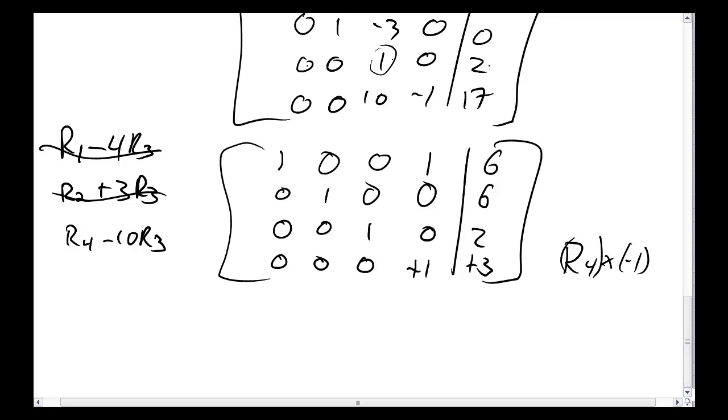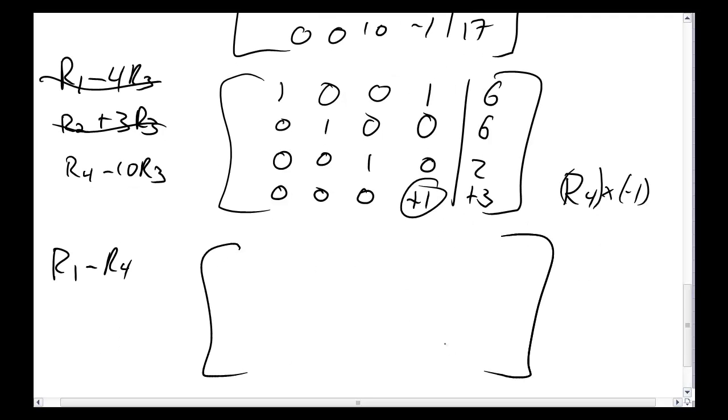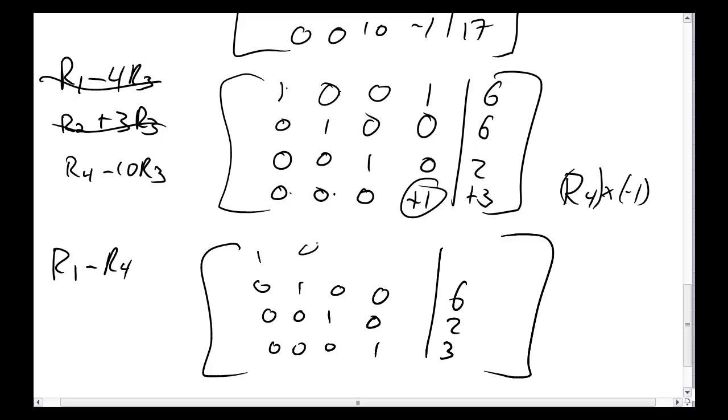And now the last thing I need to pivot around is this guy, and the only thing that needs to be changed is row 1. So I'm going to do row 1 plus row 4. Excuse me, minus row 4. I've changed those to positives. This row doesn't change. Row 2 doesn't change. Row 3 doesn't change. Row 4 doesn't change. But when I add these rows together, row 1 minus row 4, 1 minus 0 is 1, 0 minus 0 is 0, 0 minus 0 is 0, 1 minus 1 is 0, and 6 minus 3 leaves me with 3.